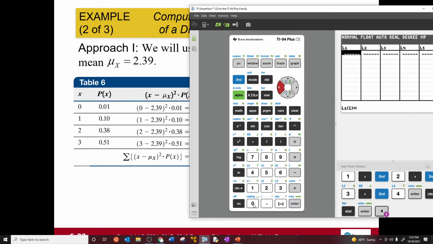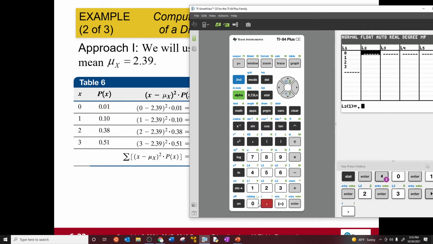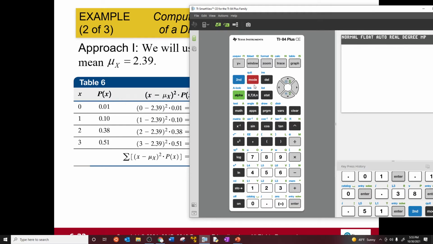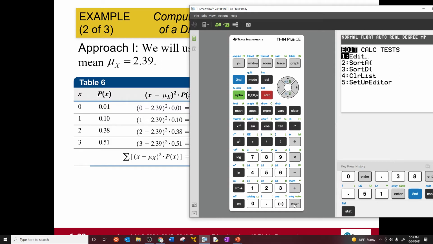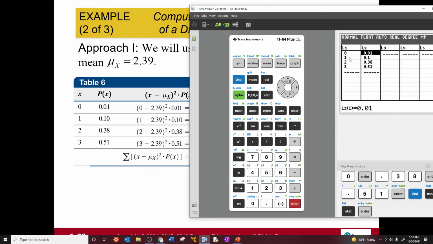So now I'm going to go back to stat, edit, and enter my data in. The first thing I'm going to do is enter 0, 1, 2, 3. And then in the next column, I will enter 0.01, 0.10, 0.38, 0.51. So the data is in. Let's take a look at the data one more time. We got 0, 1, 2, 3, 0.01, 0.10.